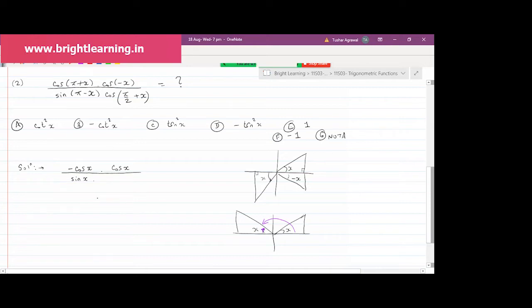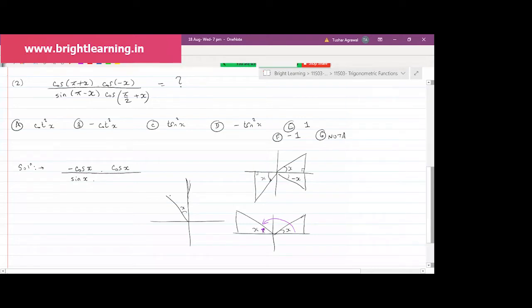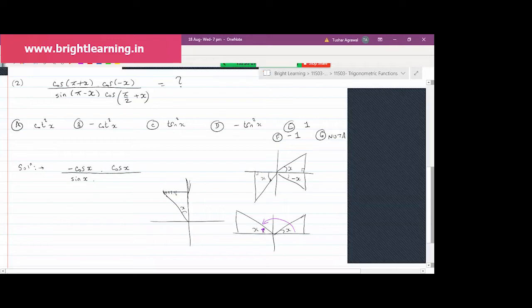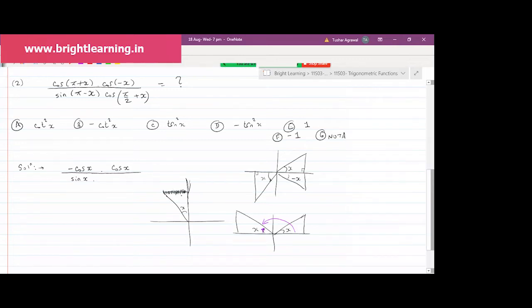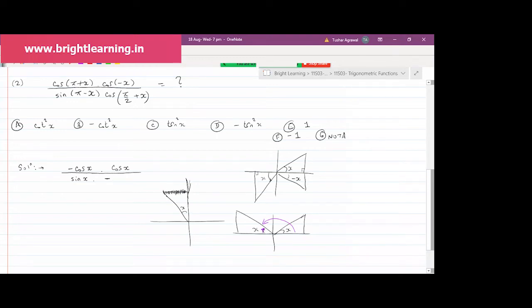And cos of pi by 2 plus x, so this will be just pi by 2 addition x. So cos of that value is actually what? The x coordinate, cos is the x coordinate. So I have to take this value, the dotted line. X coordinate means what? Magnitude of that side with a negative sign, so minus sign with the magnitude of that side. So what is the magnitude of that side? It is opposite to x. So if you just rotate your head and see, it is sine of x.